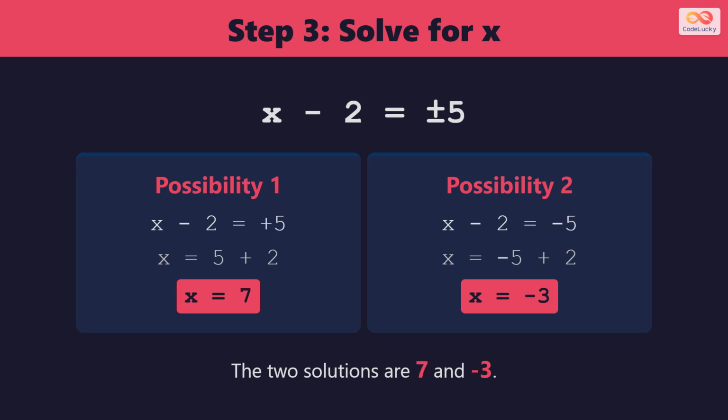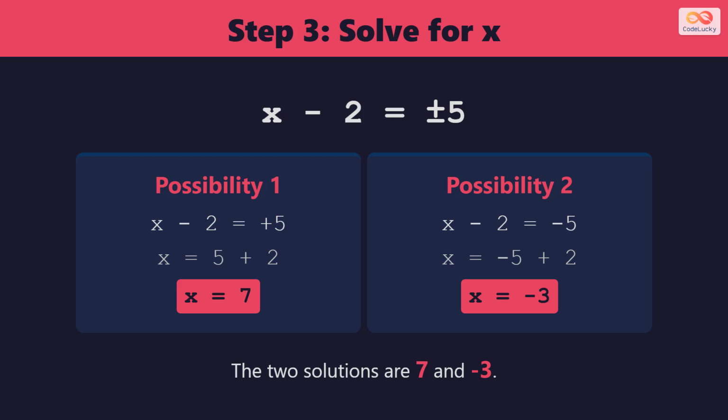Now we have a simpler expression. x - 2 = plus or minus 5. This gives us 2 separate equations to solve. First, we solve for the positive case. x - 2 = positive 5. Adding 2 to both sides gives us x = 7.